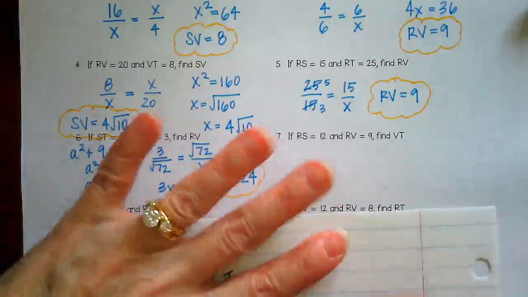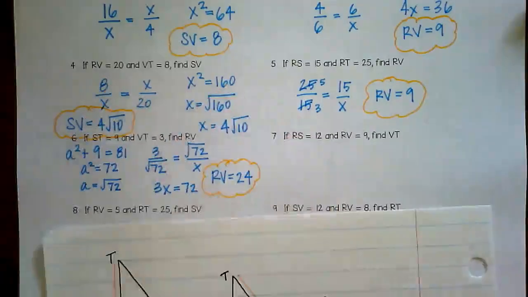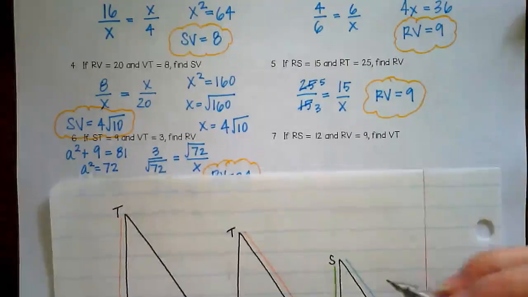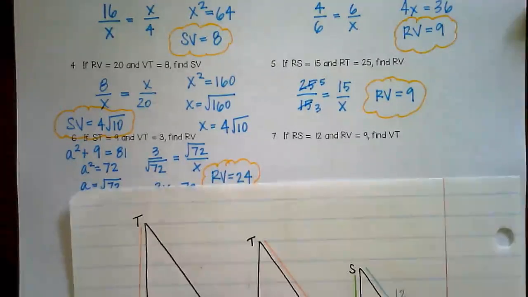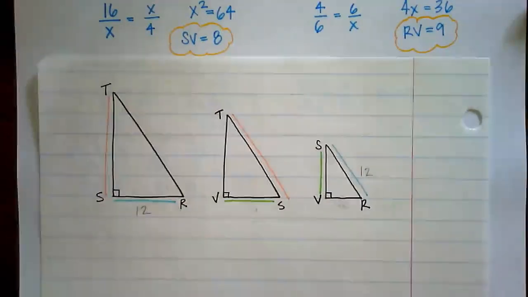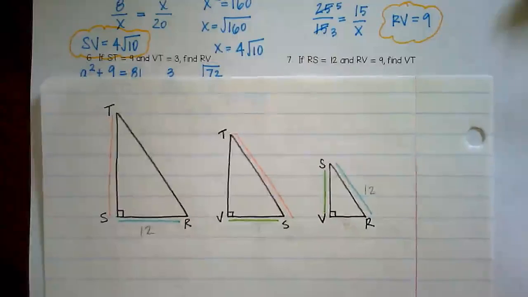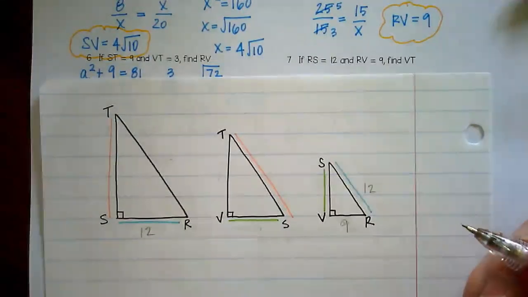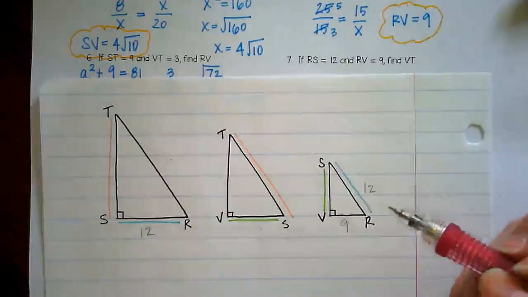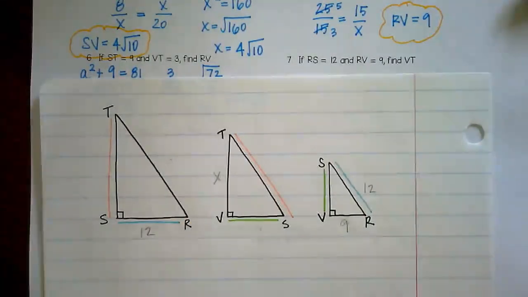All right, for number 7, we know that RS is 12, so RS is right here, which matches up with that one. Sorry, I'm off the camera. So RS and RS are right there. And then we know that RV is 9, and we are being asked to find VT, which is that one right there. Okay, so this is a similar setup.